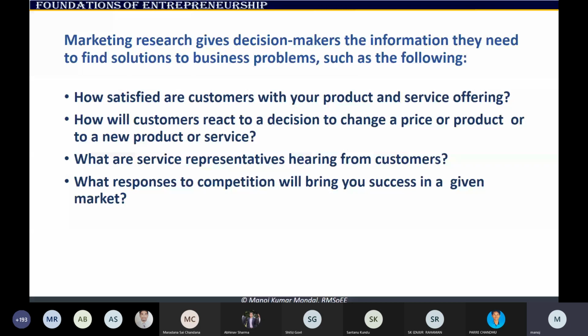Marketing research gives decision makers the information they need to find solutions to business problems, such as: how satisfied is the customer, how will the customer react to a decision like sugar free, and what are service representatives hearing from customers? Meaning, are people saying your product is exciting and extremely good, or are they just saying it is good? Good and extremely good are very different things. So your objective is to get at least some customers who say that your product is the best.